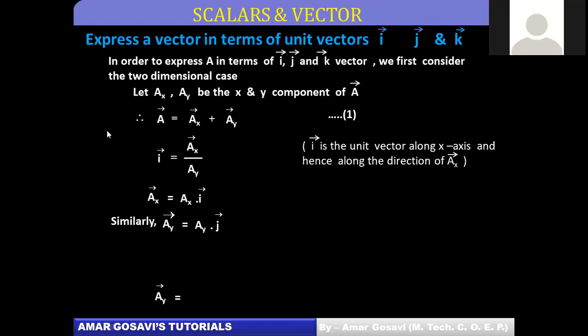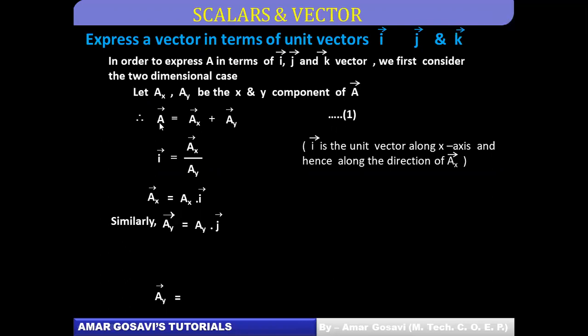So if a bar is to be represented in two dimensions, that is along x and y, then it will be represented as ax bar plus ay bar. Okay, and ax bar further can be written as ax i cap, and ay bar can further be written as ay j cap, where i cap and j cap are the unit vectors along x and y axis respectively. Now on this slide, the only correction which you have to make is instead of this ay, it should have been ax. Okay, it's a typographical error, so correct that later on.